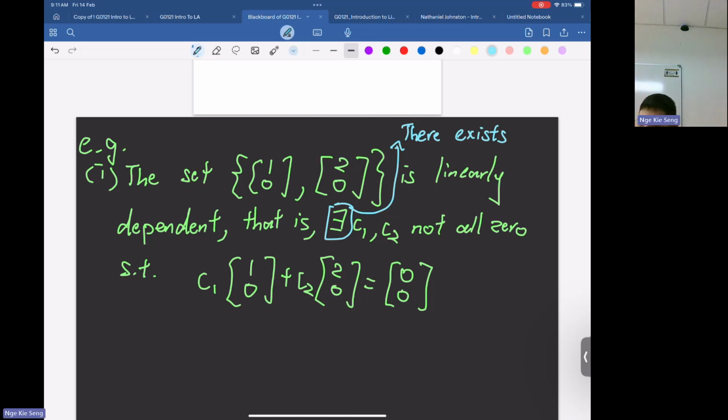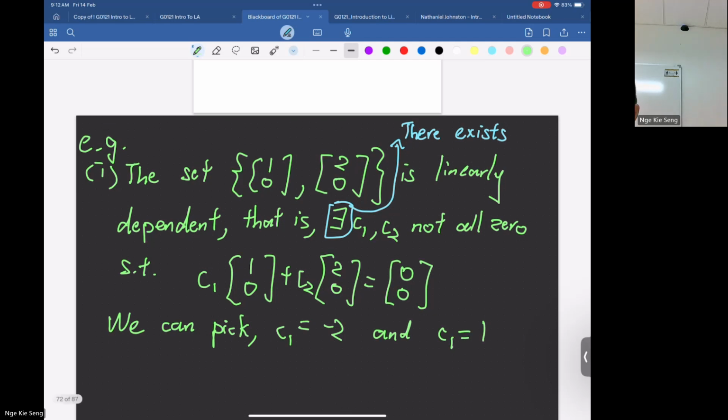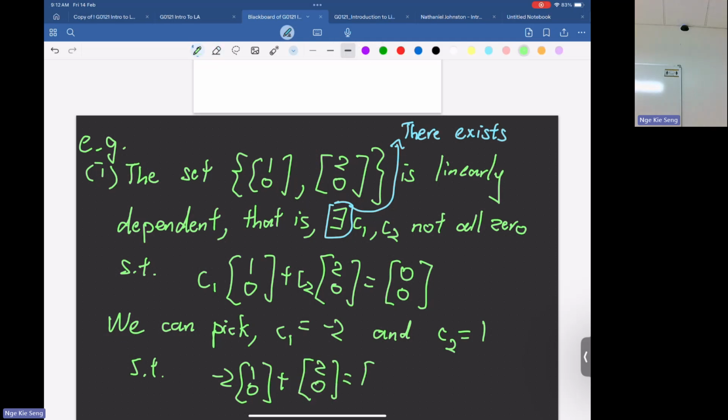So there exist C1, C2, not both 0. What's the choice here? We can pick C1 to be -2, sure, and then C2 to be what? Good. So if you want to choose C1 to be 2 and C2 to be -1, that also works. Doesn't matter.